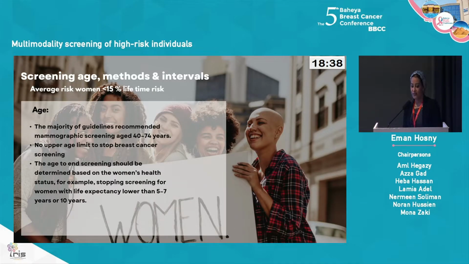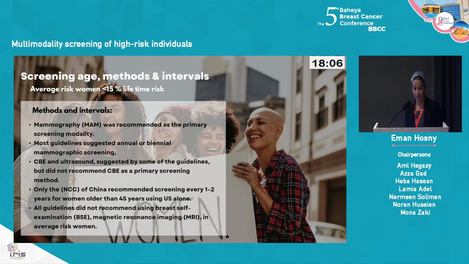Screening age, methods, and interval. Average risk women are women with a risk of developing breast cancer less than 15% lifetime. The age: the majority of guidelines recommended mammographic screening aged from 40 to 74, with the optimal age for screening from 50 to 69. There is no upper age limit to stop breast cancer screening. The age to end the screening should be determined based on the woman's health status, for example, stopping screening for women with life expectancy lower than 5 to 7 years or 10 years.